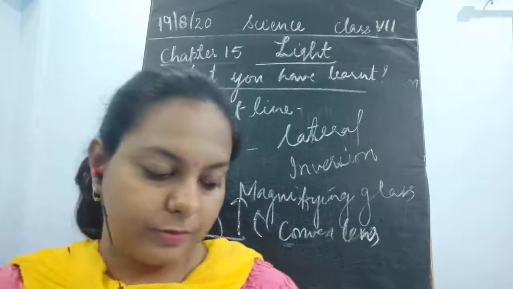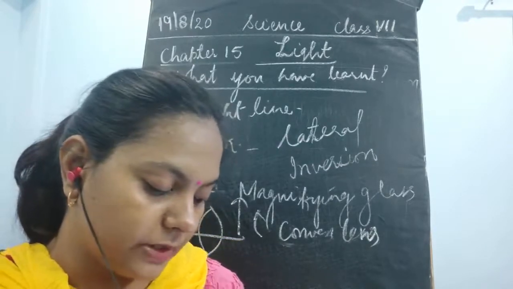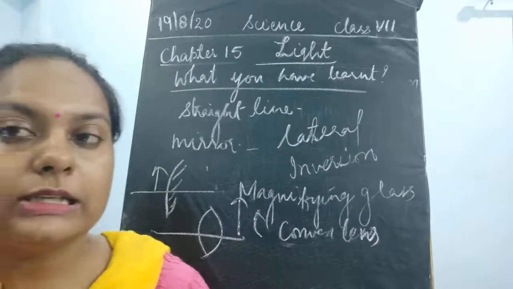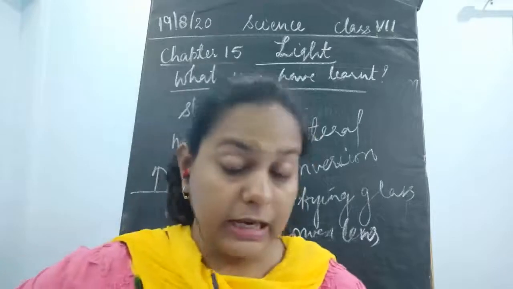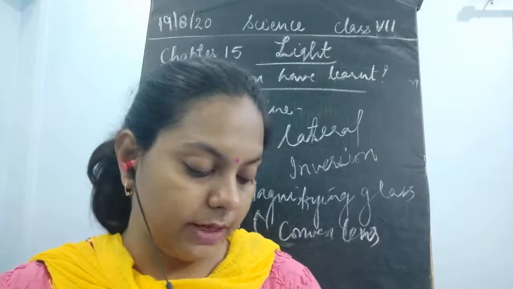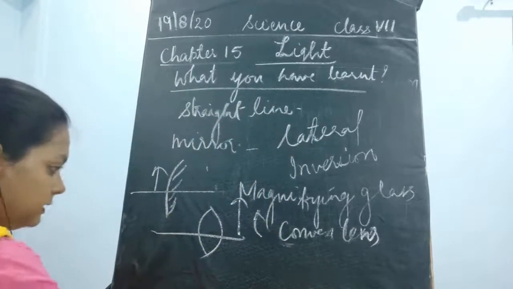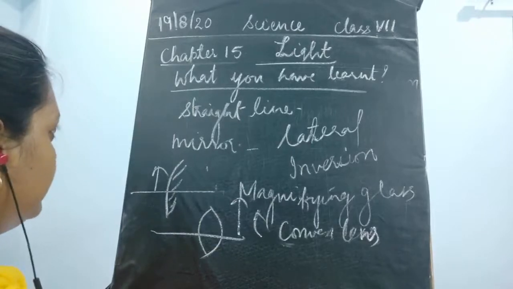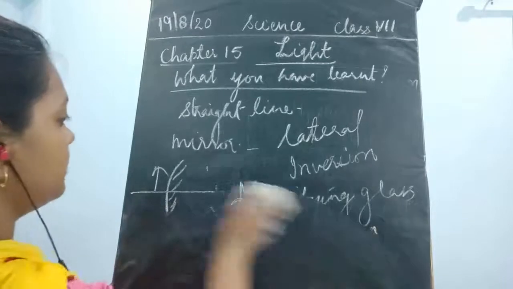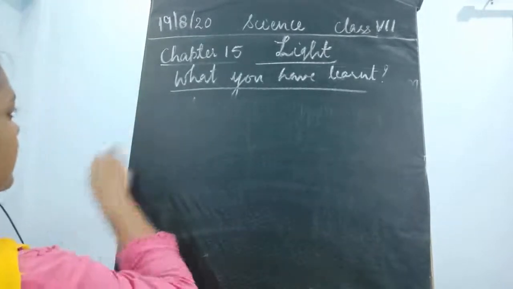The next point says the concave lens always forms an erect, virtual image, smaller than the size of the object. Now what is it telling? This tells us the nature of the image formed by the concave lens. A concave lens always forms an erect, virtual and smaller sized image. We just now saw the convex lens, and we will see the concave lens now.